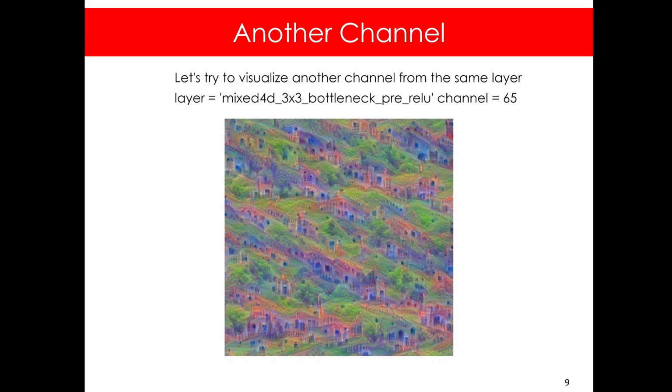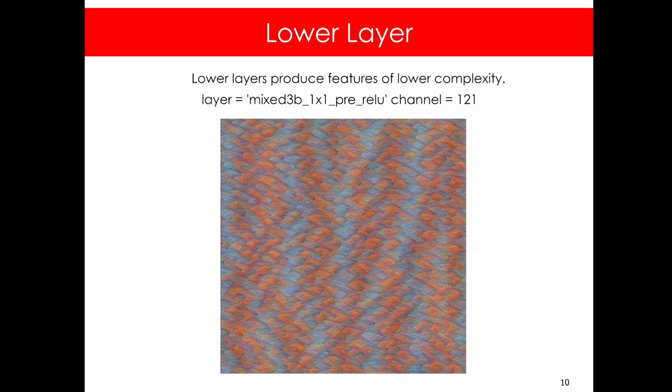Here you can see what happens if we choose a different set of neurons whose activations we want to maximize. Here we chose the same mixed 4D layer that we used in the previous example, but instead of using channel 139, here we used channel 65. As you can see, this image is very different from the previous one. Here is another example using the mixed 3B layer and channel 121. As you can see, again, this image is very different from the previous one.